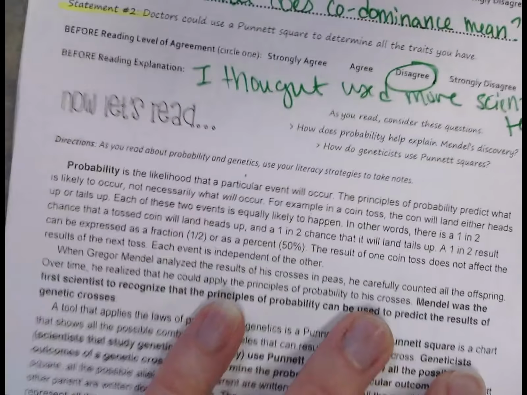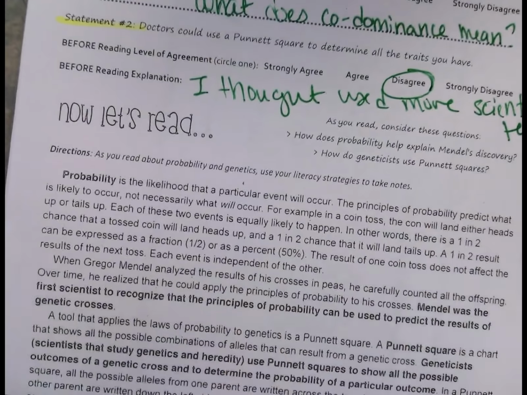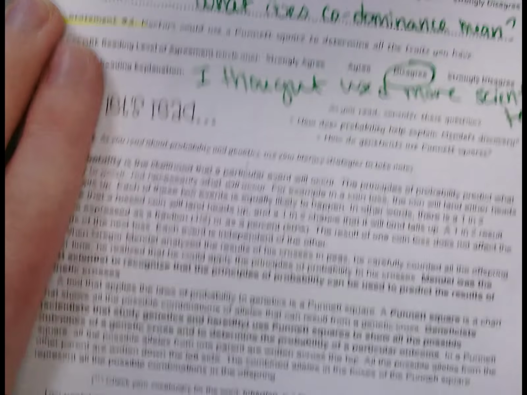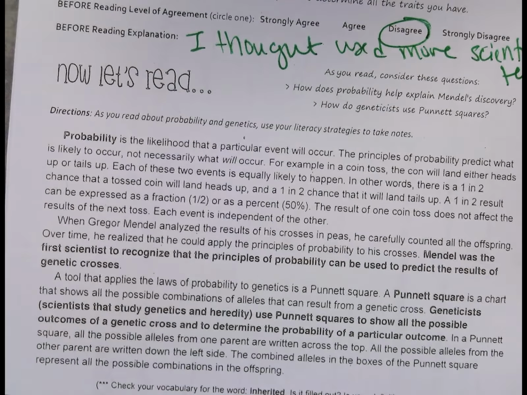But so as you read, consider these questions. How does probability help explain Mendel's discovery? And then how do geneticists use Punnett squares? So Gregor Mendel was that monk. He was hanging out and he was doing the pea plants, looking at their different phenotypes of the purple and the white plants. And the reason he did this was you can visibly tell the differences between tall and short.